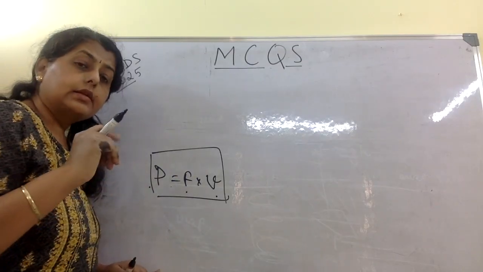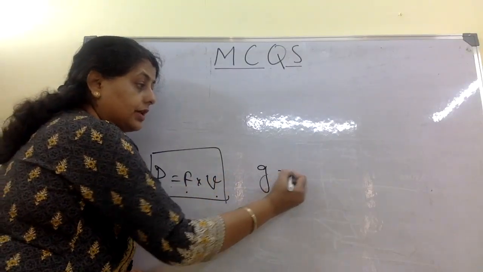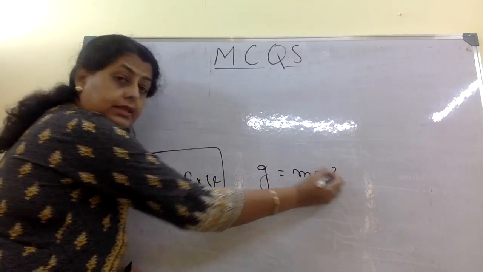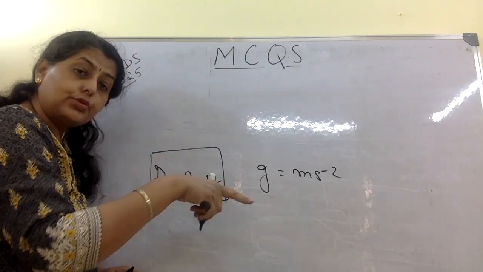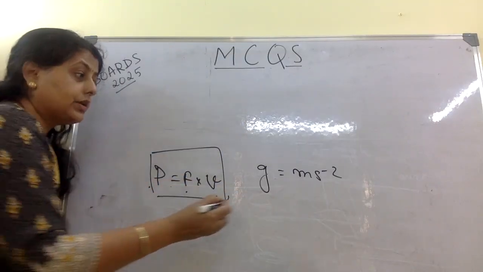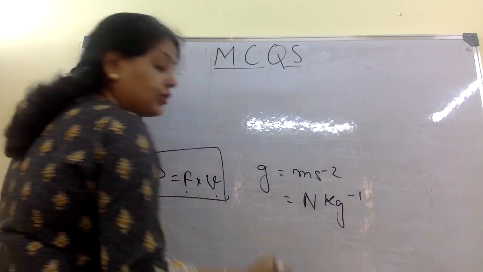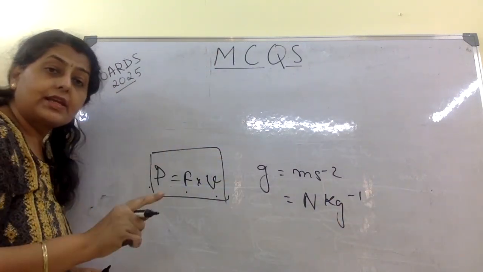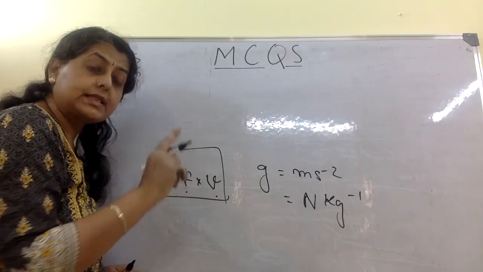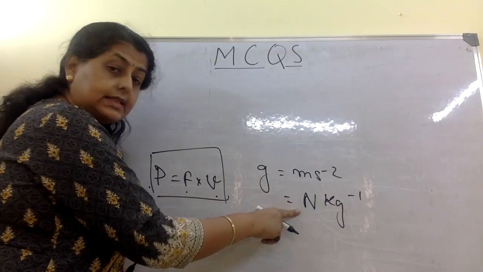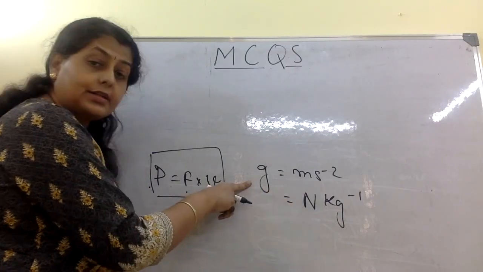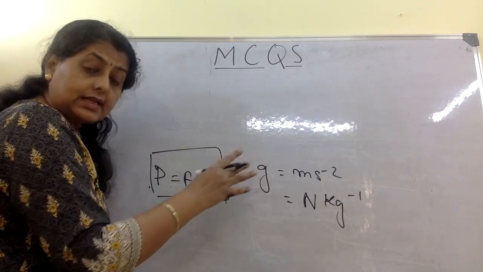Another unit of g. Generally we know g as meters per second square, right? Another unit of g, what can it be? That can be Newton per kg. Now they can give 4 units. It's very common to ask questions about units in MCQ. Don't miss this. Newton per kg is a correct unit of acceleration due to gravity.